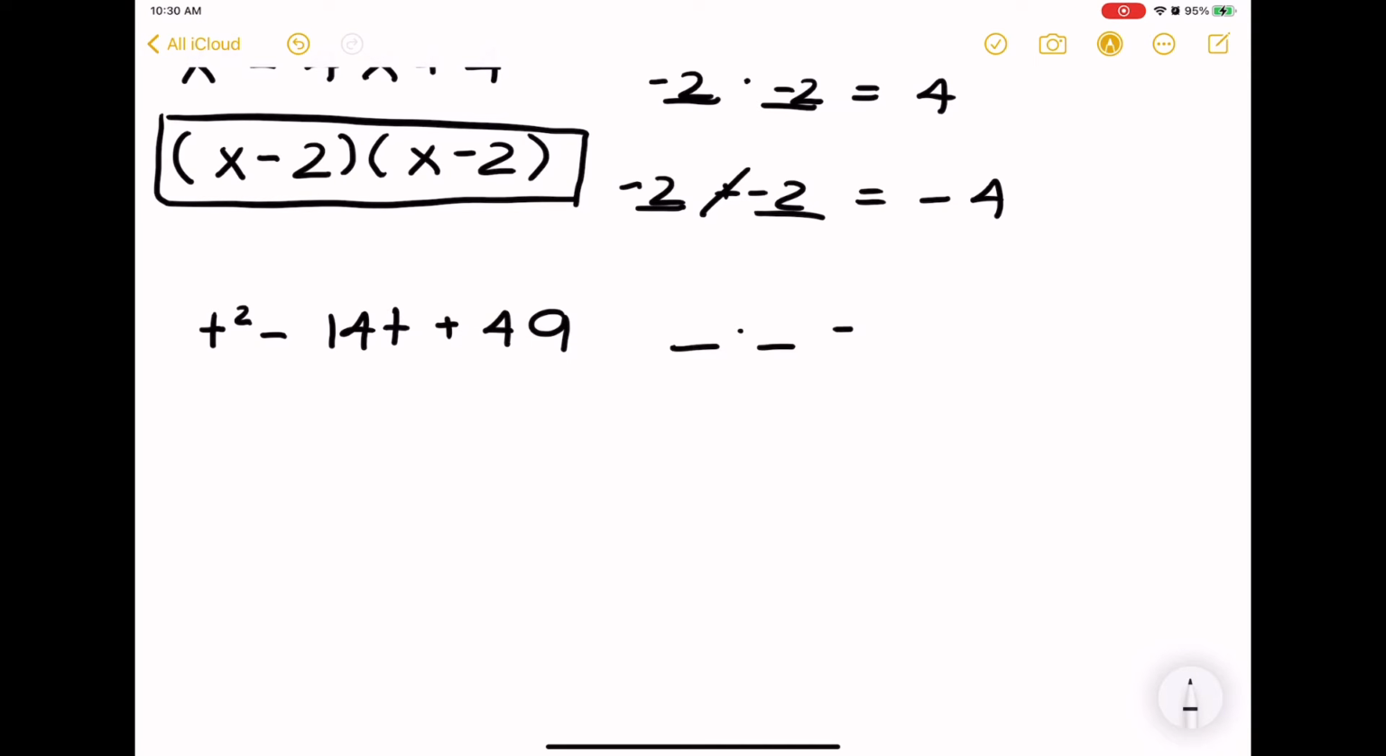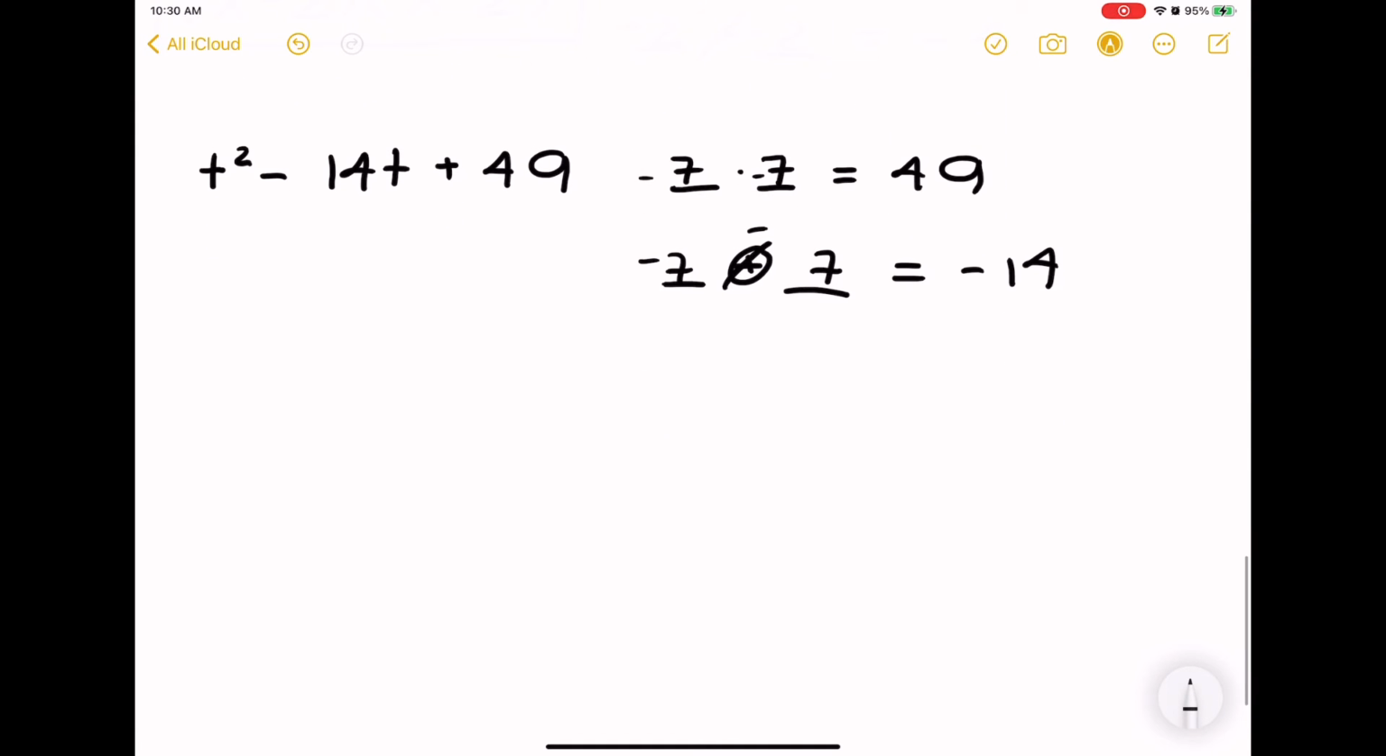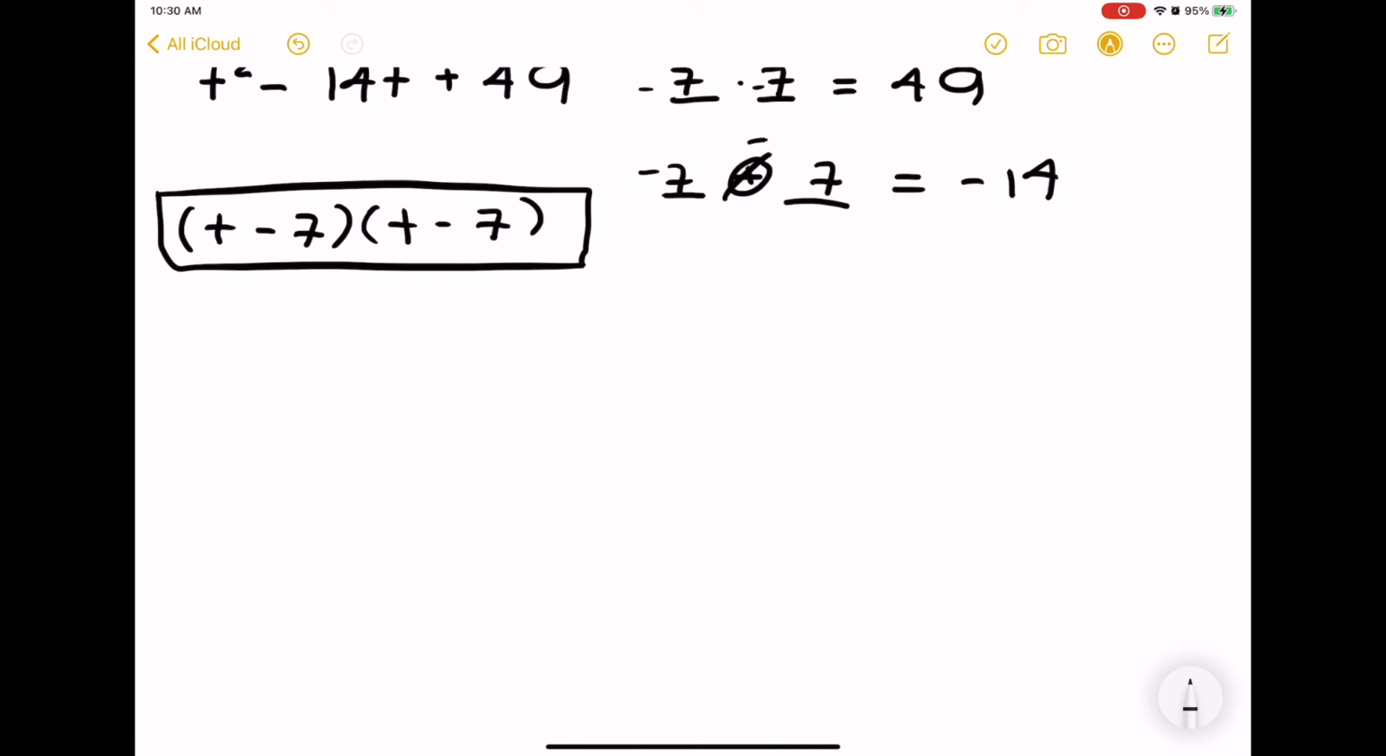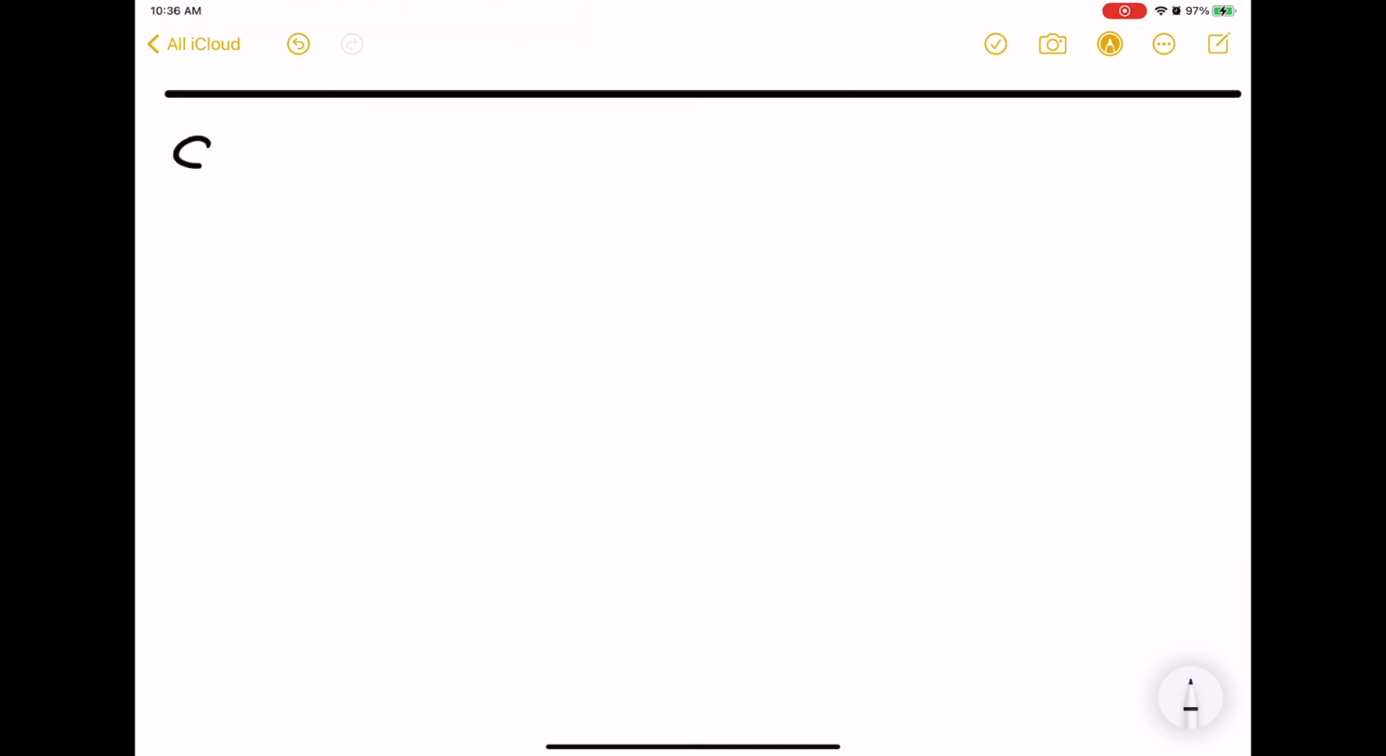So let's try another one with negatives: t squared minus 14t plus 49. Again, it will be -7 and -7. As you can see, they multiply to get 49, and they add to get negative 14. So our answer will be t minus 7 squared, or you can write t minus 7 times t minus 7. Now you are going to have 2 minutes to factor both of these equations.